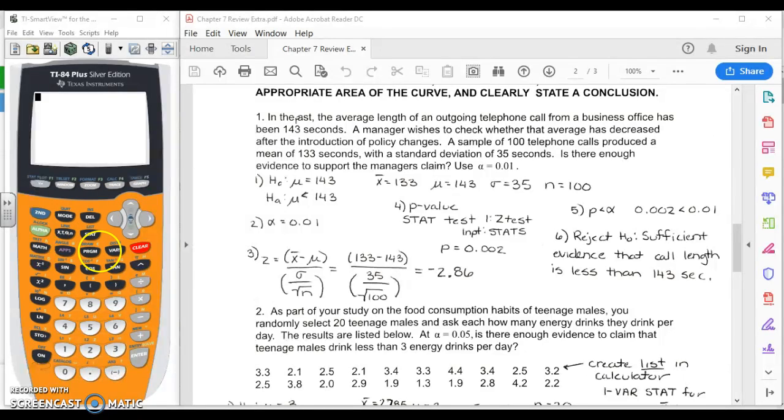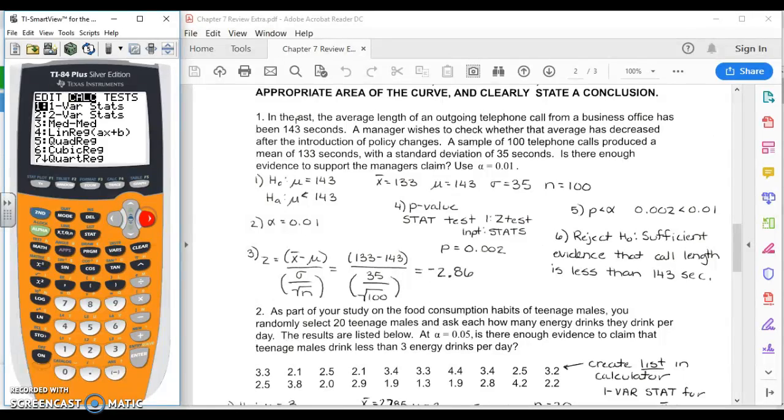So we're going to start by looking at our calculator over here. We're going to go STAT over to TEST. Now remember, all of your shortcuts are in here. Since it's a large sample means z-score, we're going to click Z-Test.